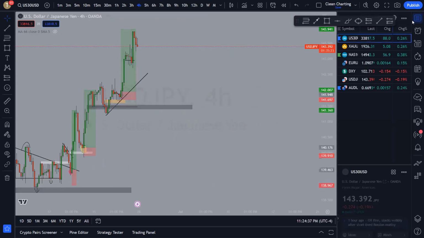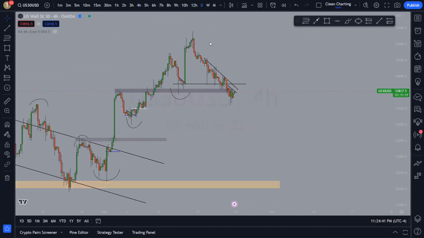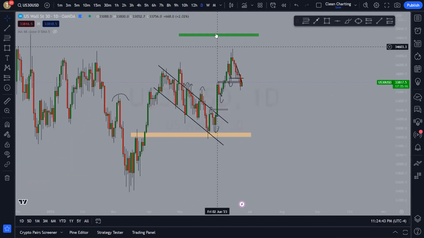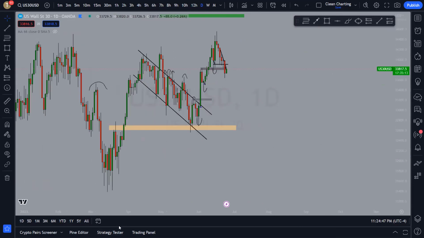That's pretty much it. US 30 is the move that I'll be keeping you guys posted on this week. Let's see if it continues to make our daily high, right, to continue our structure. All right, so that's pretty much it.